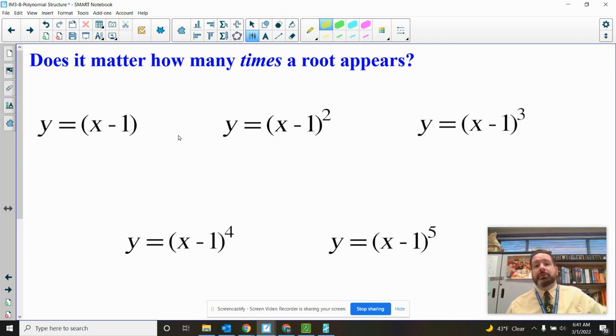So here's what I'd like you to do. A quick pause. I want you to graph these things. See how they look. Make a quick little sketch of each one, and then we'll reconvene here and take a look at things.